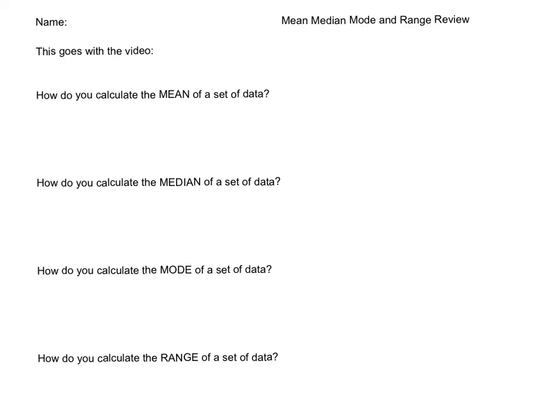So probably when you first saw the problem about Mr. Murphy and his classes, when it said average, you jumped to the idea of mean. So mean is another word for the average.